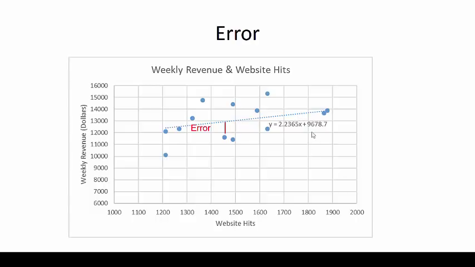You can see for some restaurants, the regression equation did a really good job of estimating revenue. So these two restaurants here, their actual revenue was pretty much the same as what their regression equation predicted it would be. For other restaurants, there's more error. If you look at this restaurant right here, there's a lot of error associated with this prediction. The regression equation predicted that it would have about 12,500 in weekly revenue, but it actually only had 10,000. So this prediction is associated with more error.